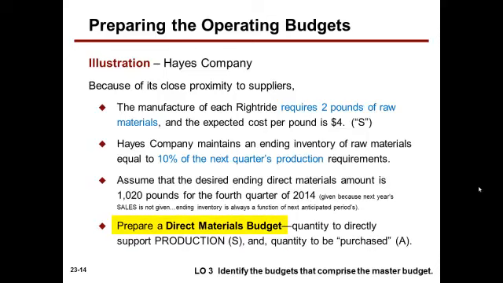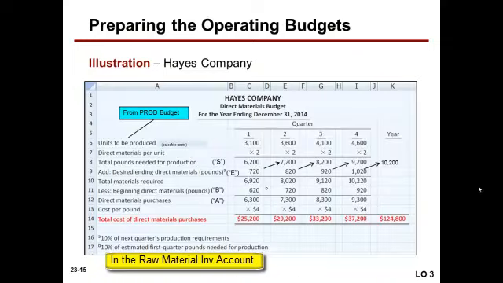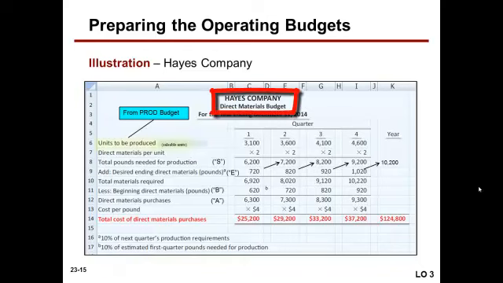Our challenge here is to prepare a direct materials budget for the year 2014 by quarter. First, the quantity to directly support the production budget, and then the quantity of raw materials to be purchased. So we'll first calculate S and then back into A. Our direct materials budget starts with our previous budget, our production budget. Units to be produced, saleable finished goods, 3,100 in the first quarter, 3,600 in the second quarter, etc.